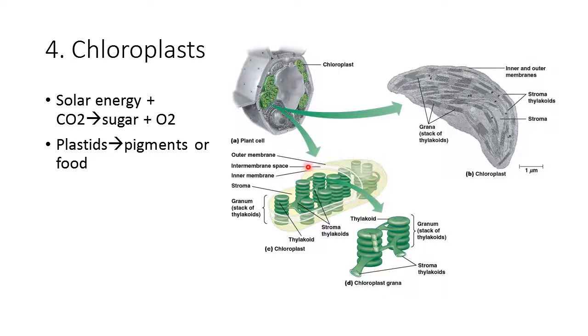They've got two membranes around the outside, just like mitochondria do, and they've also got an inner membrane system with these stacked discs. So each one of these little discs is called a thylakoid. If you stack a bunch of them together, they're going to call it a granum. And these are where all the light reactions for photosynthesis are going to take place.